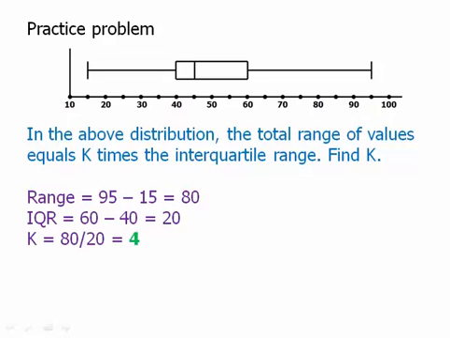And what we're really saying is that the whole length of this box plot from left side to right side is about 4 times as long as the length of the box in the middle. Or in other words, the distance from the lowest score to the highest score, that total range, is 4 times larger than the spread across the middle 50% of the data.